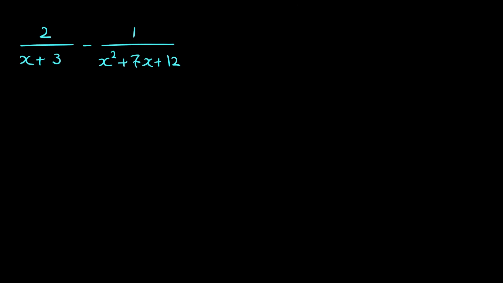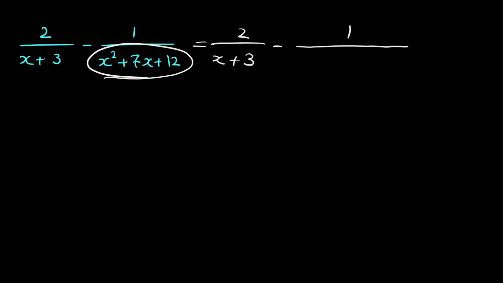Now look at this example. 2 over x plus 3 minus 1 over x squared plus 7x plus 12. The first rational expression is a simple rational expression, so we leave it. But this other one is a little complicated. In the denominator, we have a quadratic, and we know that usually we can factor quadratics. We put 2 brackets and we try to find two numbers whose product is 12 and whose sum is 7. Those numbers are 3 and 4, because 3 times 4 is 12, 3 plus 4 is 7. So this is the factored form of this trinomial.